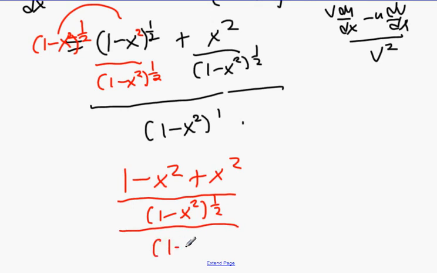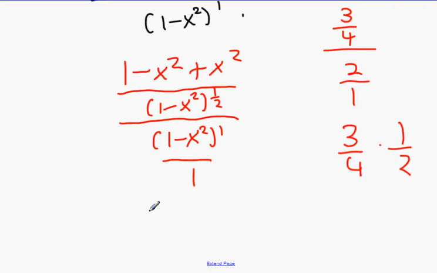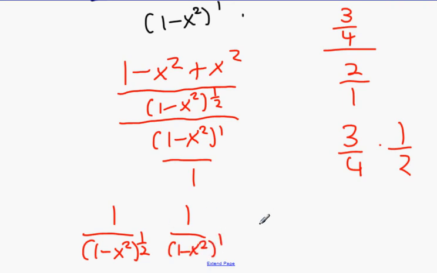Now, the rule is you can bring this a fraction divided by a fraction. So, for example, 3/4 divided by 2 is the same thing as 3/4 divided by 2 over 1, which is the same thing as 3/4 multiplied by 1 over 2. I'm going to flip this bottom part. So what I'm going to get is 1 over 1 minus x squared to the power of a half, and then on the top, 1 over 1 minus x squared to the power of 1. What's the power of 1 by a power of a half? Power of a half multiplied by a power of 1, so, for example, y to the power of 1 multiplied by y to the power of a half, is 1.5 or 3 over 2. Hence, the answer to this one is going to be 3 over 2.